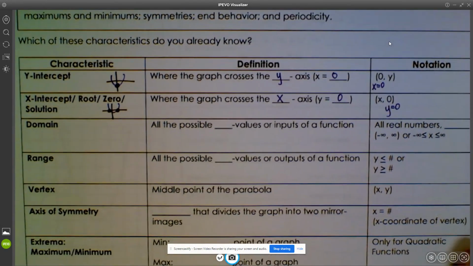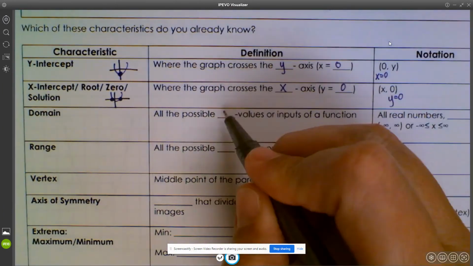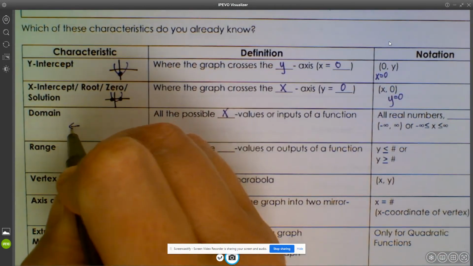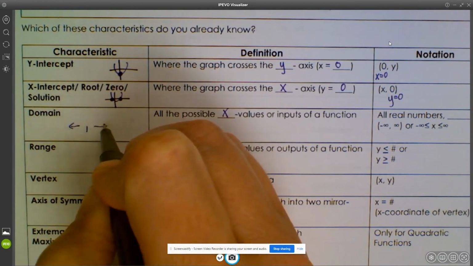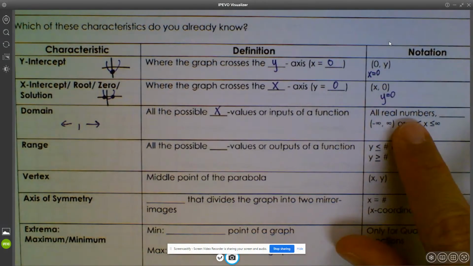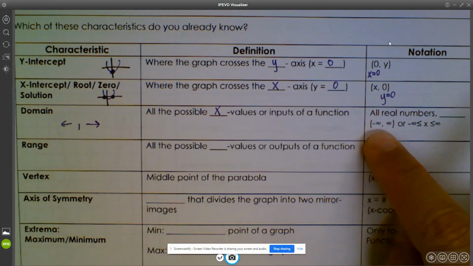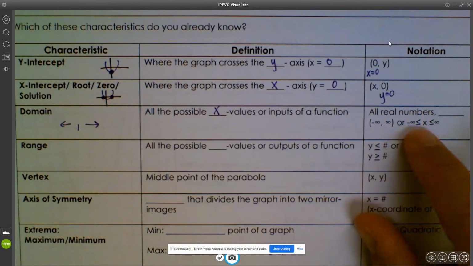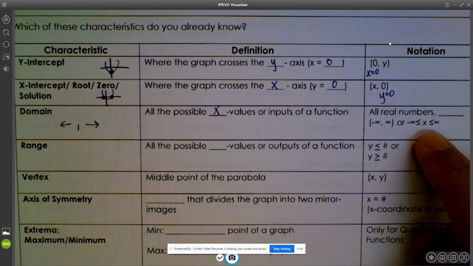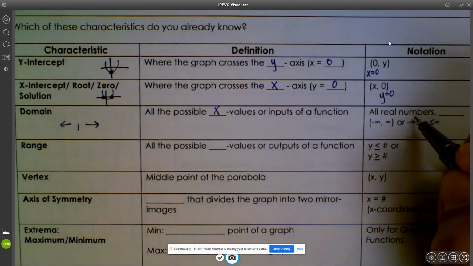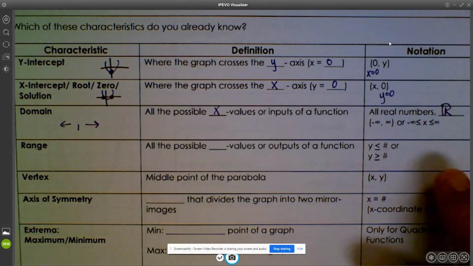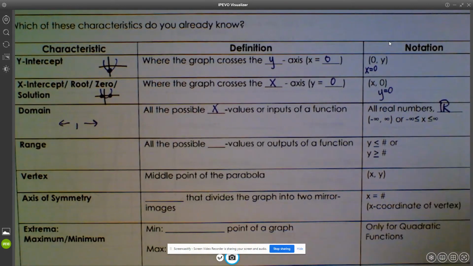All right, the domain of a function, these are all of your possible x values or the inputs. Remember, domain deals with how far to the left do you go to how far to the right do you go. If the domain goes from negative infinity to infinity, this is how we write it in interval notation. This is how it's written as an inequality. It's described also as all real numbers, and it has a symbol with a heavy stem on the capital letter R.